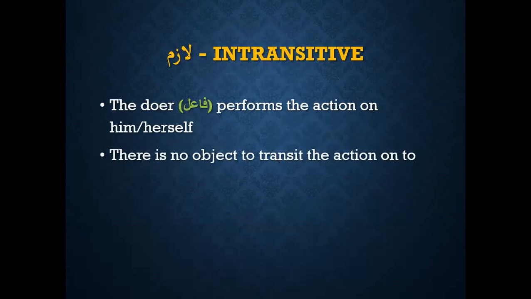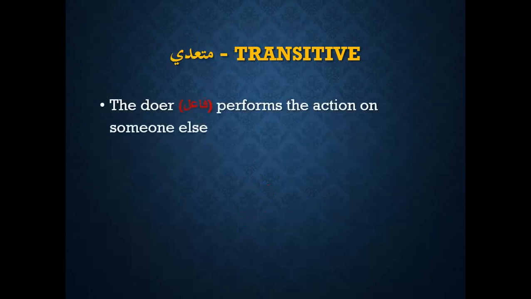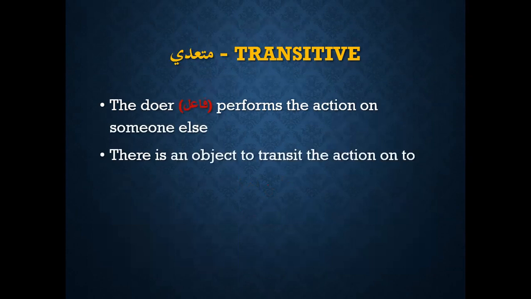The fa'il performs the action on its own. There's no need for any object. So Jalasa Ahmad, Ahmad sat. Hind can stand up, so Qamat Hindun, Hind stood up. Whereas with Mutaaddi, you have to have an object. Dawood killed Jalud, David killed Goliath. So this David is the doer, but he needs someone to be killed. That action would not exist if there was no Goliath, that particular action.